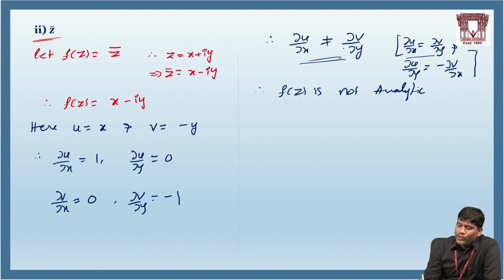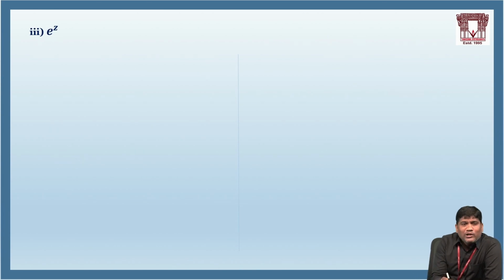Since u and v are not satisfying the Cauchy-Riemann equations at each and every point, we can say the function is not analytic everywhere. Then coming to the second problem, e power z. Similarly, we have to verify whether this function is analytic or not.